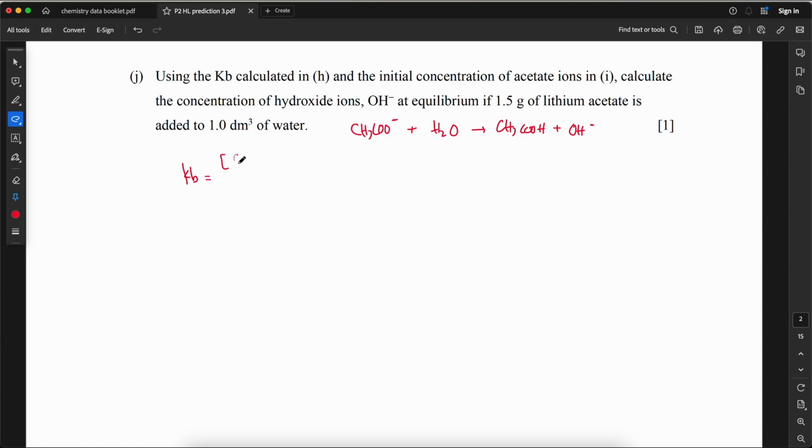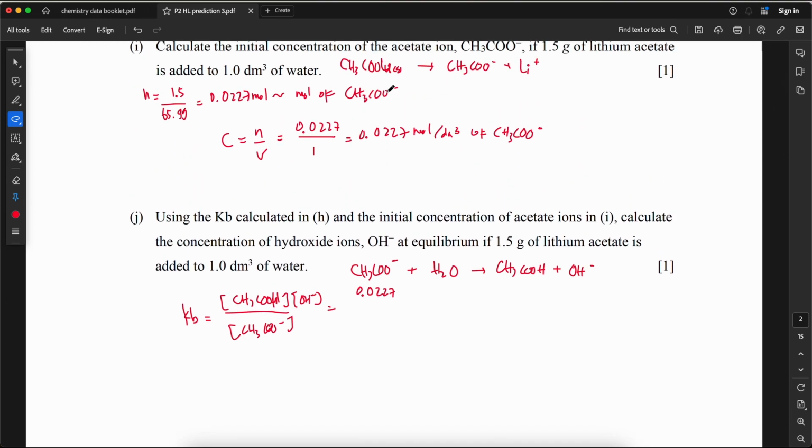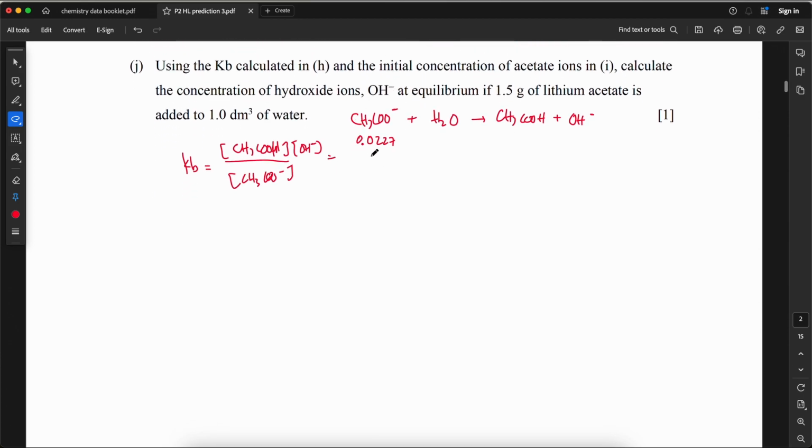So the product CH3COOH times OH- divided by CH3COO-. The initial CH3COO- will be 0.0227, right, from the previous question. And we don't know how many moles will react, and we don't know how many for OH- as well. So that would be x squared, divided by 0.0227 minus x, which equals 5.75 times 10 to the power negative 10, with x as the concentration of OH-.